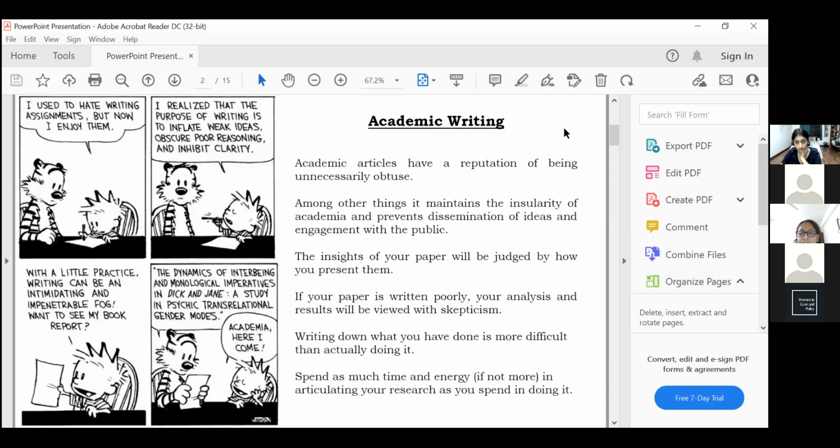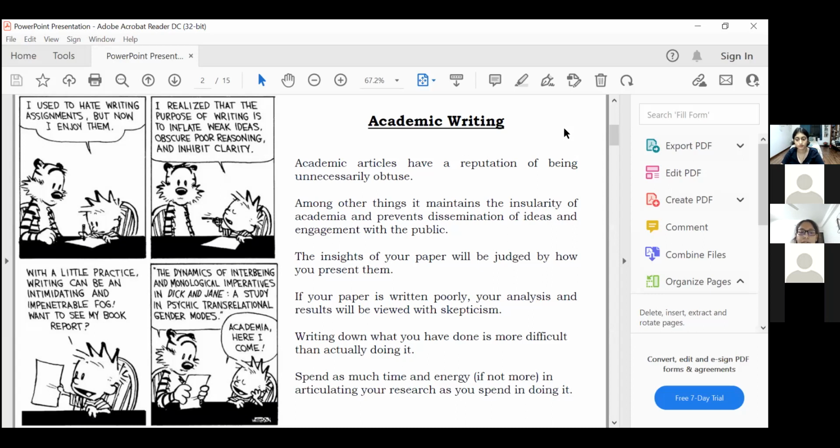The thing that most people with some experience will tell you is that writing down what you've done is actually a whole lot more difficult than actually doing it. You may have spent a semester or a year working on your paper. You know the nitty-gritties, you've read the literature, you know where your paper comes in, it's all in your head. And then when you sit down to actually write it, that becomes a lot harder. So start out with the idea that you need to spend at least as much time and energy articulating your research, in writing it, as you do in actually doing it.